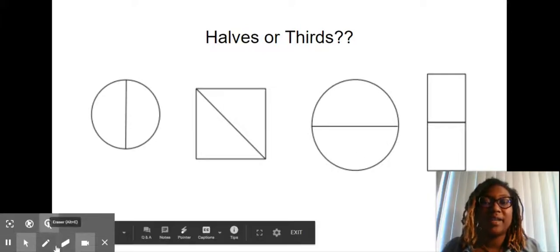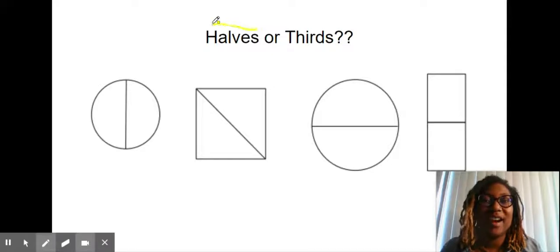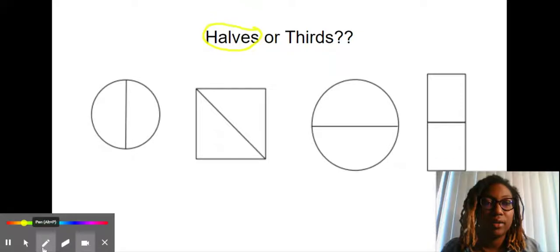Okay, so now let's think. Are these halves or thirds? And I know everyone is saying these are halves, right? Because it is 2 equal parts or 2 equal shares. If it was thirds, it'd be 3 equal parts or 3 shares.